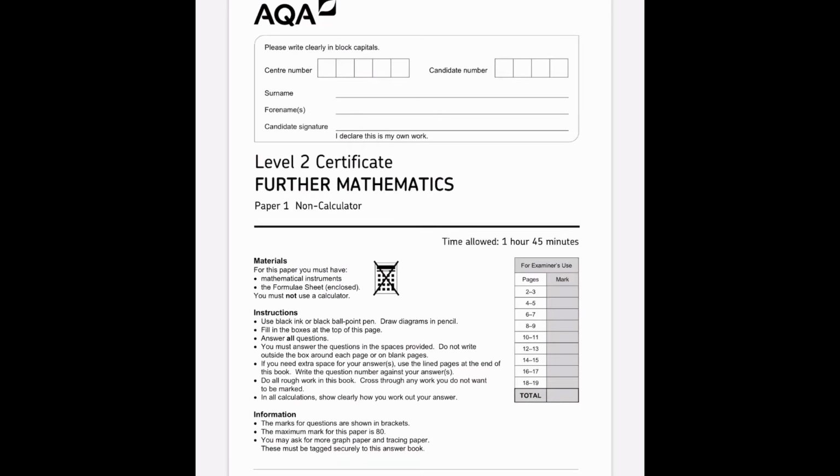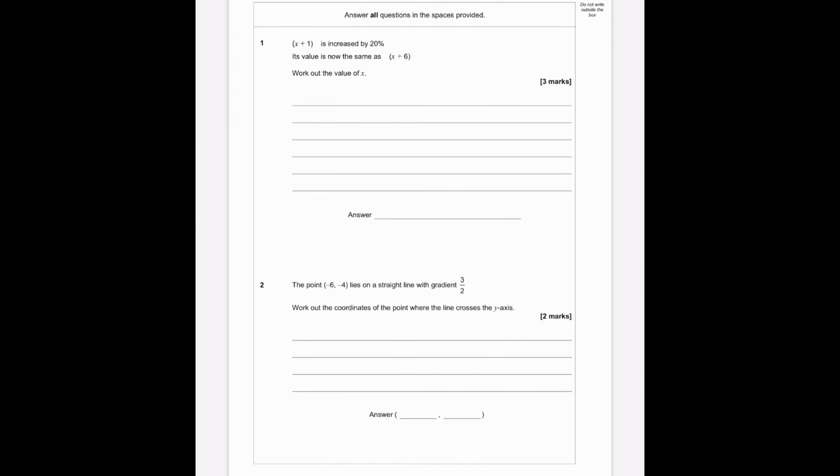Okay, welcome to the AQA Level 2 Further Maths 2022 Paper 1 walkthrough.